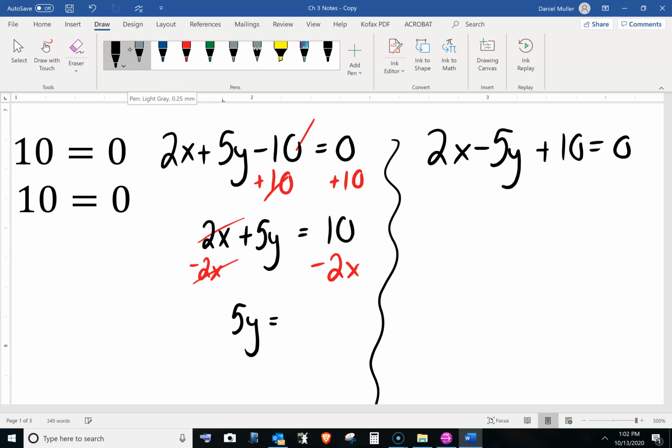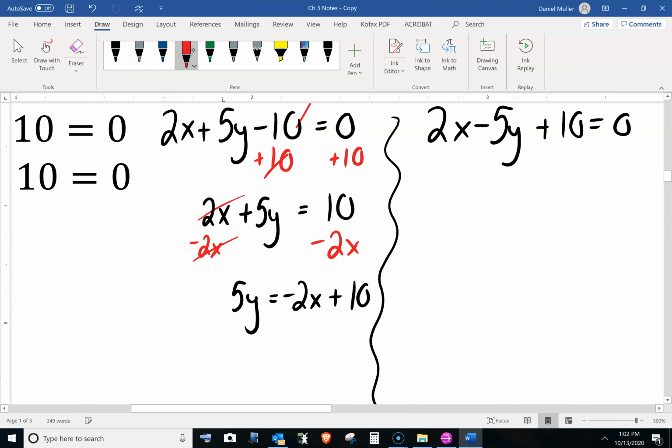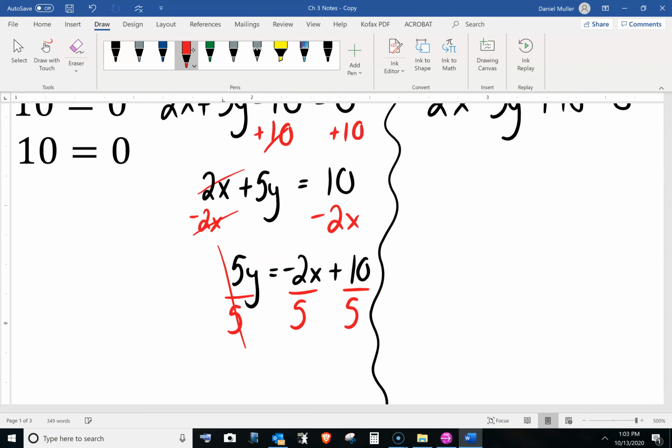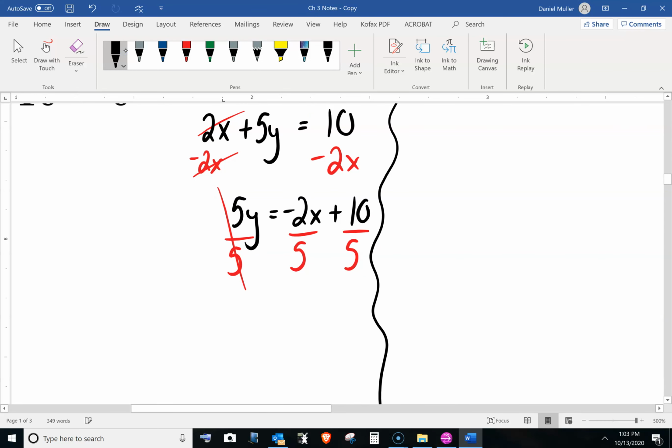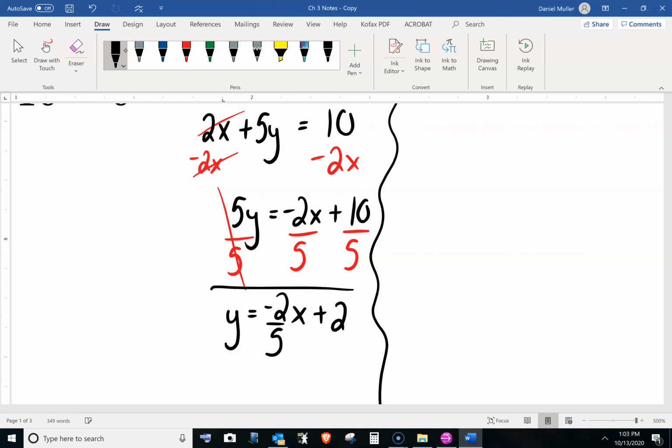I'm going to write the x first. So negative 2x, and then I have a positive 10. And then I will divide by 5, divide that by 5, and divide that by 5. So it's divide everything by 5. So y equals negative 2 over 5 x. Now 10 divided by 5 is going to be 2. Okay.